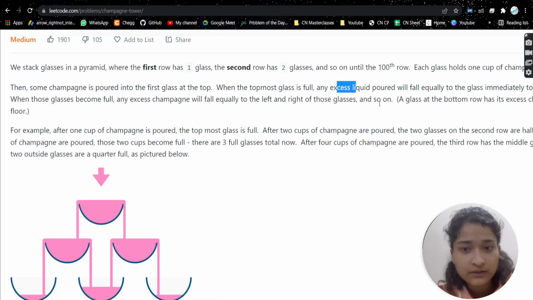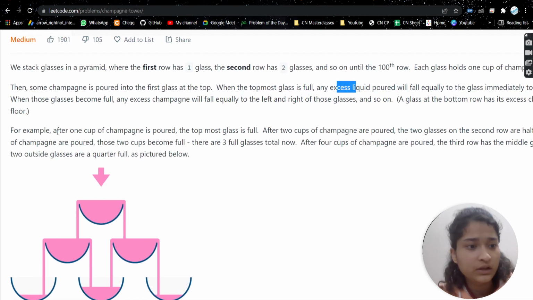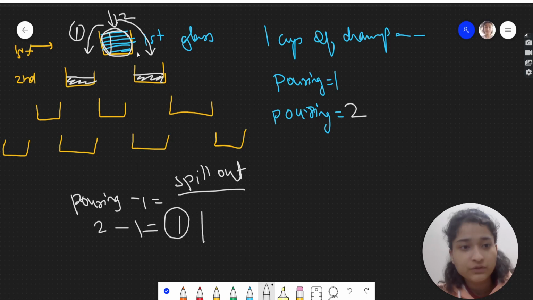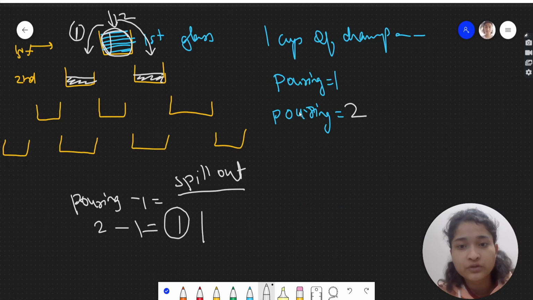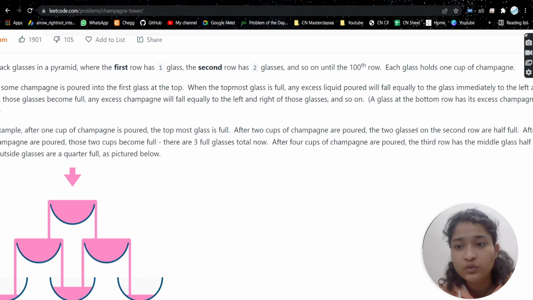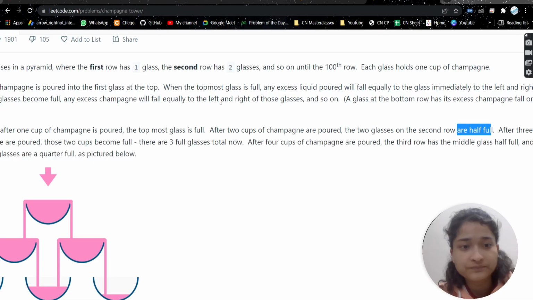So now let's see what they are saying. For example, after one cup of champagne is poured, the top glass is full. So when we are pouring 1 cup, only the first glass is completely filled. After 2 cups of champagne, when we are pouring 2 cups, the first glass will be filled and the second row glasses will be half filled. The two glasses on the second row are half full, right? They are half full.